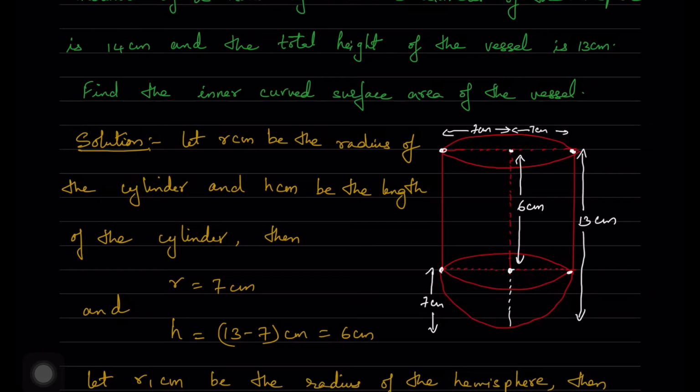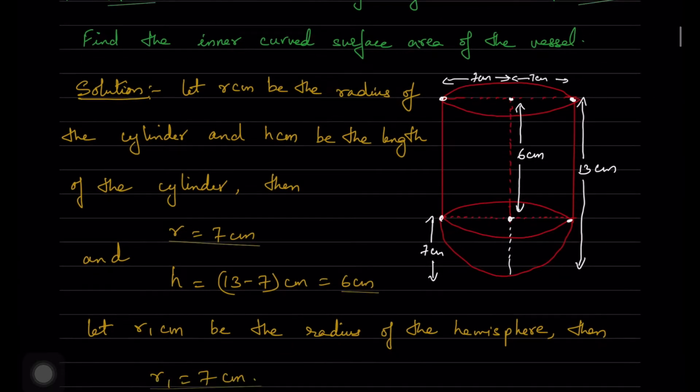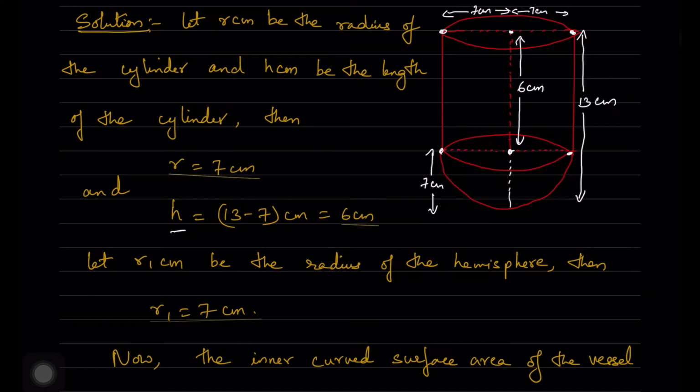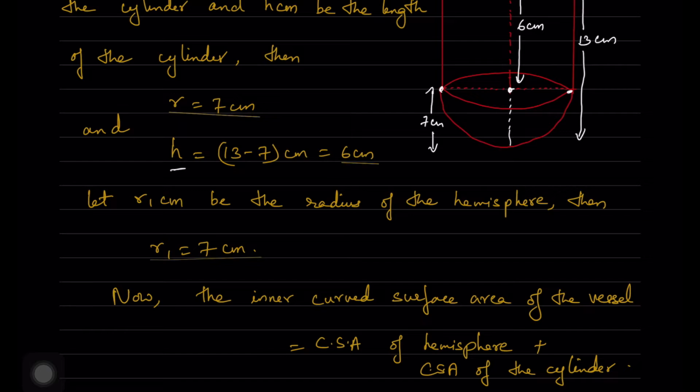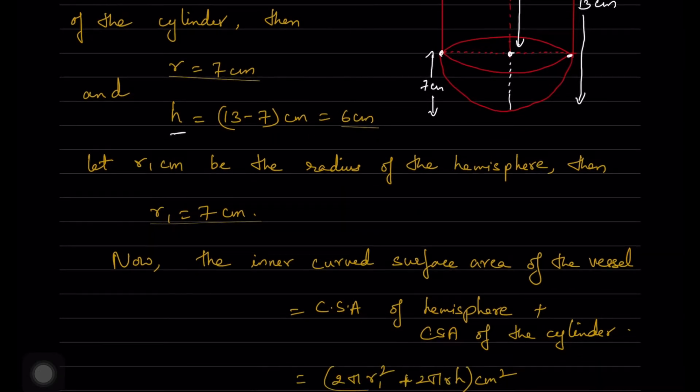So let r centimeters be the radius of the cylinder and h centimeters be the height of the cylinder. Then r is equal to 7 centimeters and h is equal to 13 minus 7 centimeters, which is equal to 6 centimeters. So this is the height of the cylinder which we have got. Now let r1 be the radius of the hemisphere, then r1 is equal to 7 centimeters. So the inner curved surface area of the vessel is equal to the CSA of the hemisphere plus the curved surface area of the cylinder.